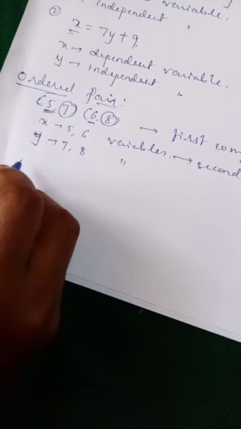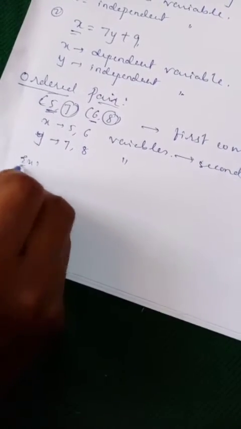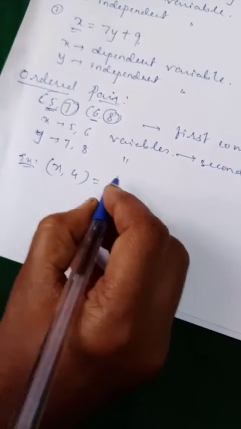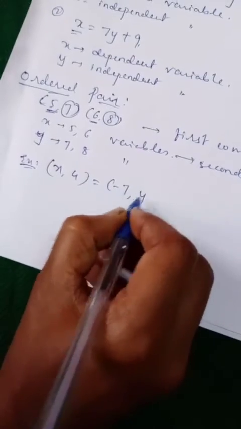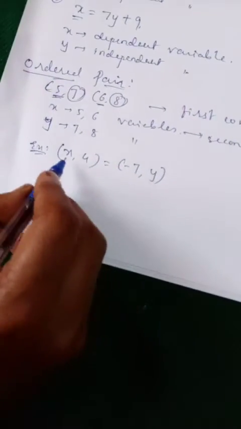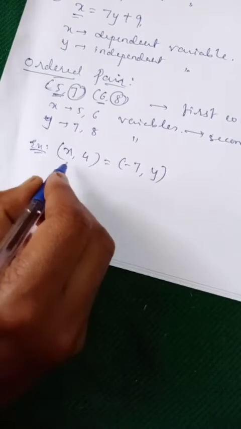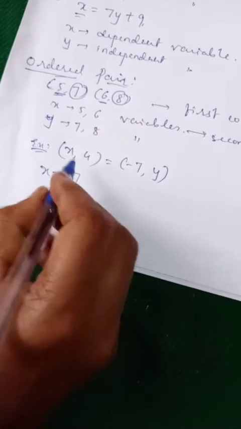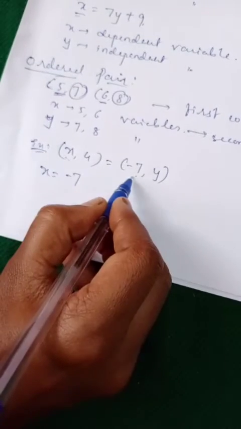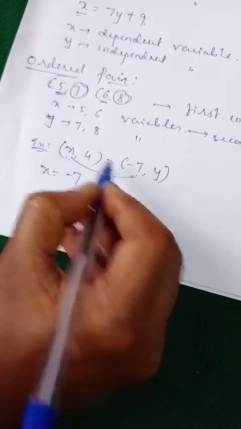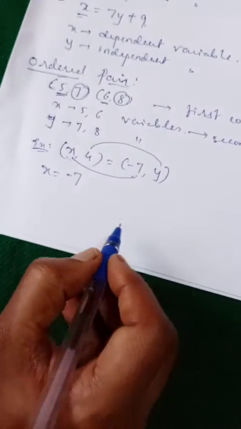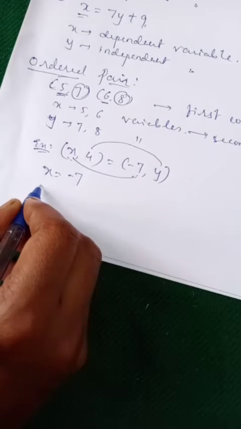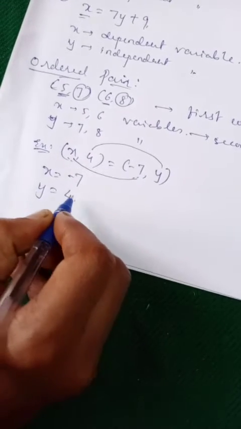For example, (x, 4) is equal to (-7, y). These two are the ordered pairs. So we have to find out the values of x and y here. I can write x is equal to minus 7 because these two are the first components, and these two are the second components, so y is equal to 4. So x is equal to minus 7 where y is equal to 4.